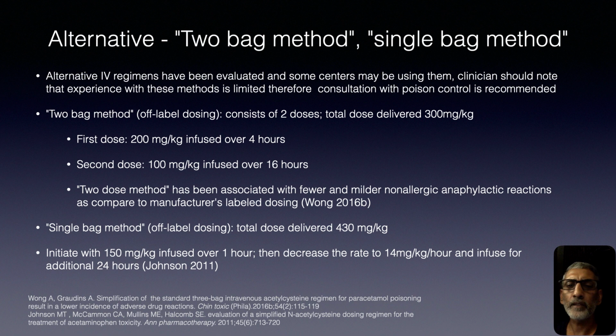Single bag method, which is also another off-label dosing. Total dose delivered is 430 milligram per kg. Initial bag 150 milligram per kg infused over 1 hour, then decrease the rate to 14 milligram per kg per hour infused for an additional 24 hours.